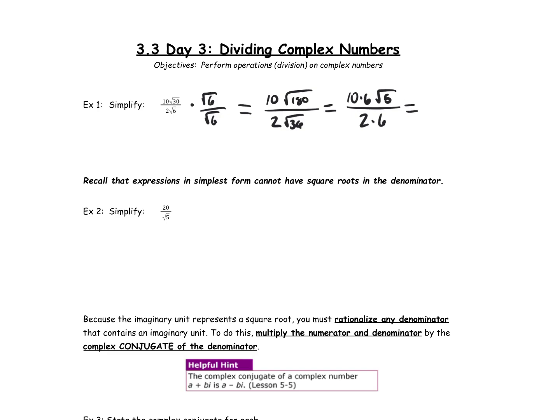All right, so now we can simplify that. Those 6's just cancel out, and 10 is divisible by 2, so that becomes 5. So our final answer is 5 square root of 5.